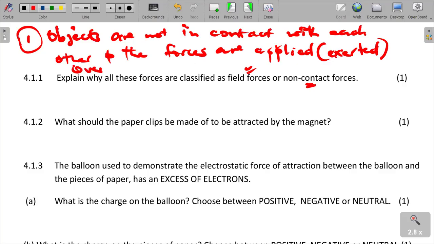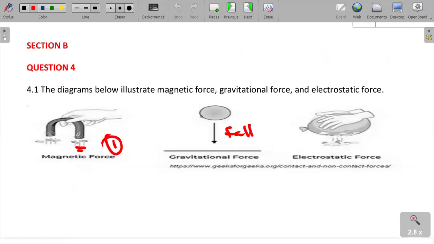As you can see with the magnet and the magnetic force, there is a distance. There is a distance from the ball to the ground. With the electrostatic force, the pieces are being pulled by an object put on top, not in contact with them. And the magnet is held on top of some metallic pieces, which are being attracted to the magnet.